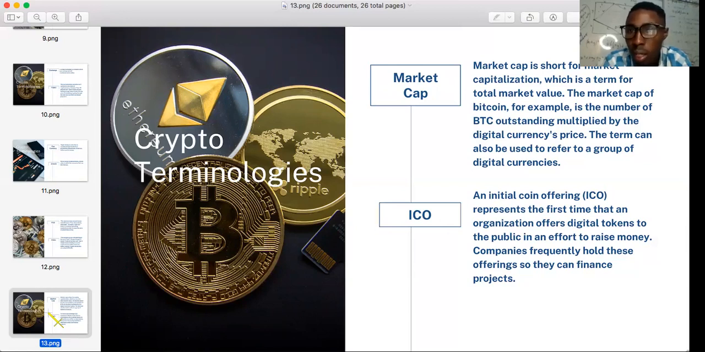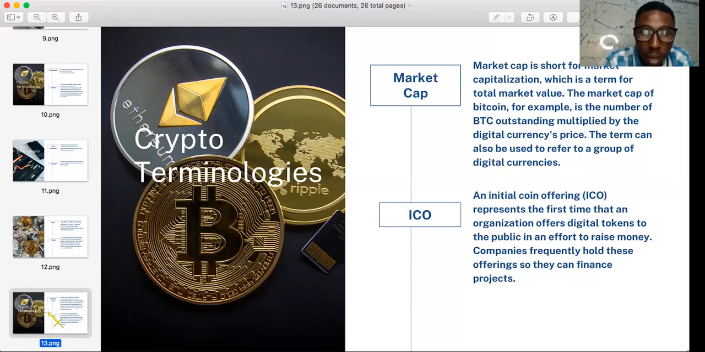So the market cap for Bitcoin, for example, is the number of BTC outstanding multiplied by the price. If, for example, you have 10,000 BTC in circulation, and the current price of BTC is 50,000 US dollars, then to get the market cap of BTC you take the total amount of BTC available, multiplied by the 50,000 US dollars. So that's what market cap is. As an individual, you should be able to calculate the market cap for a particular cryptocurrency. That's also how they calculate the total market cap for all cryptocurrency in circulation.